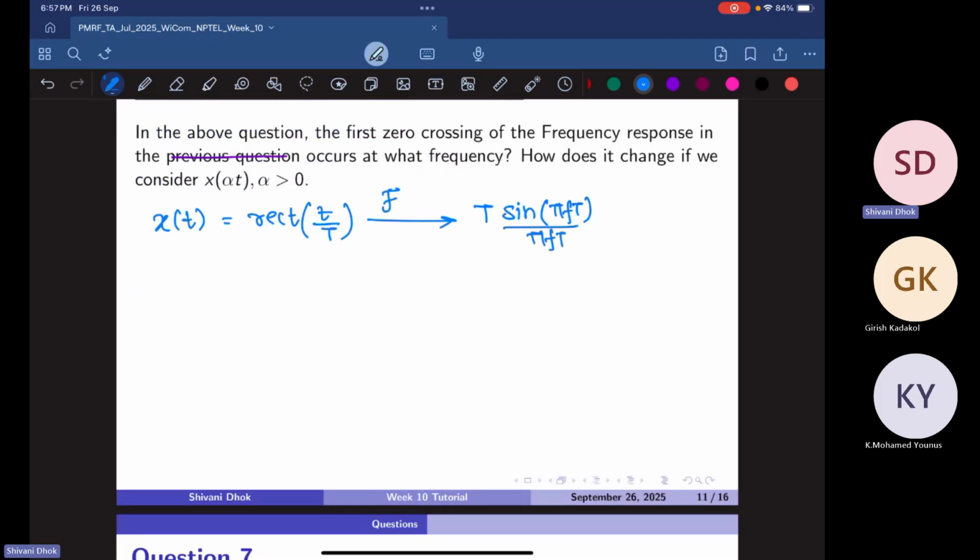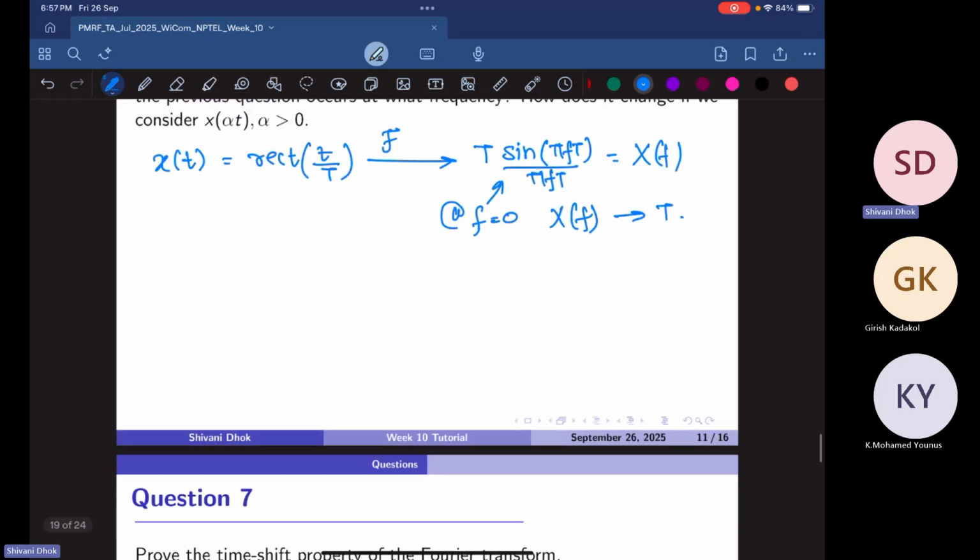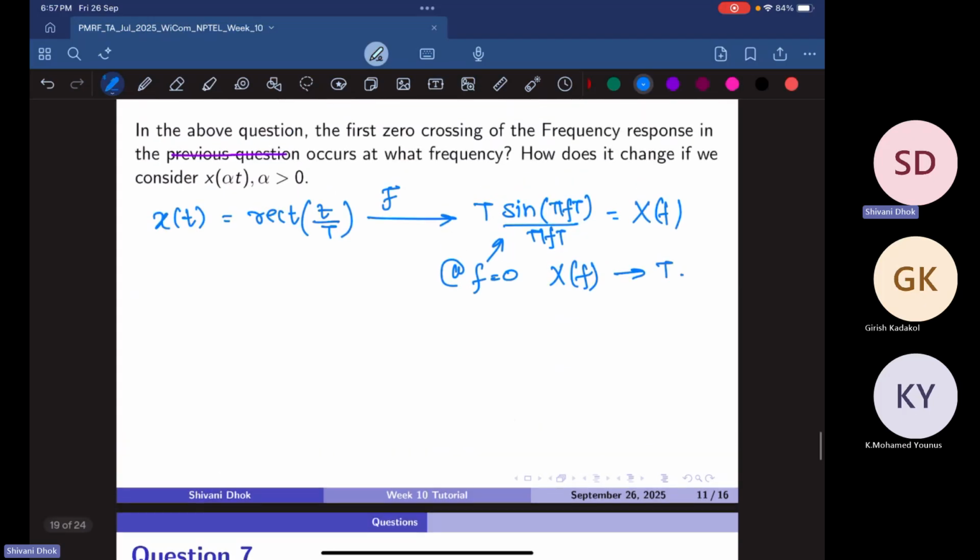And at f equal to 0, we can take the limit f tending to 0. This thing comes out to be equal to capital T. So at f equal to 0, X of f tends to capital T. So at f equal to 0, it is not going to be 0. Now the first zero crossing will occur when the numerator becomes 0 and the denominator is not 0.